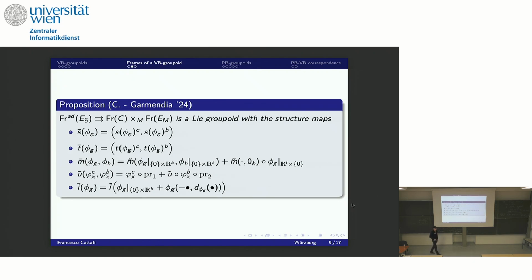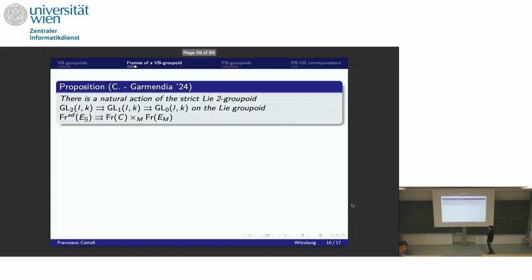But that's not enough, because we also want to take care of the principal bundle structure. Remember, our goal was to reach some kind of PB-groupoid. So there is another proposition, which says that there is a natural action of a certain object.